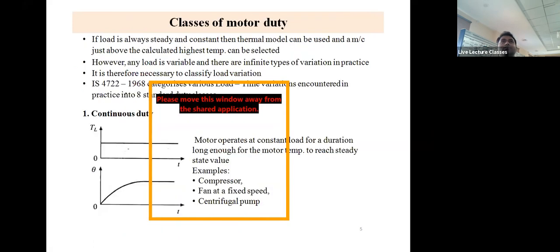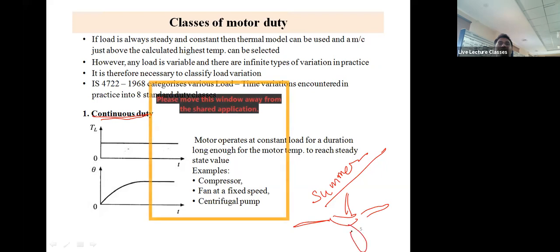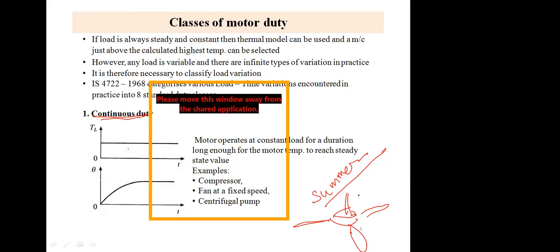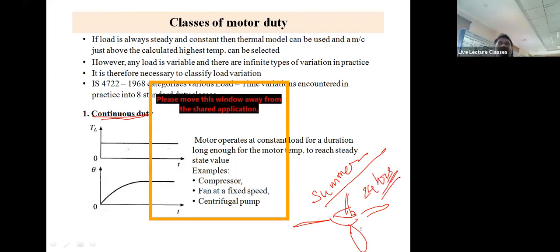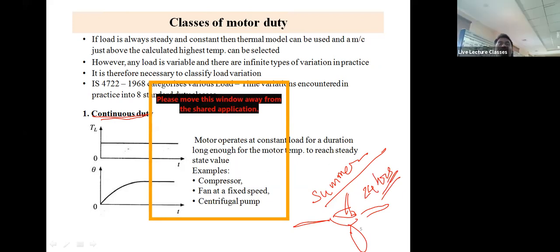So, classes of motor duty. This is very, very interesting. First of all, we are taking continuous duty motors. Like in the summer season, for how much time is the fan on? 24 hours. Hardly do we get it off. So if you are at home, you will keep it always on, right? So it is a type of continuous load.